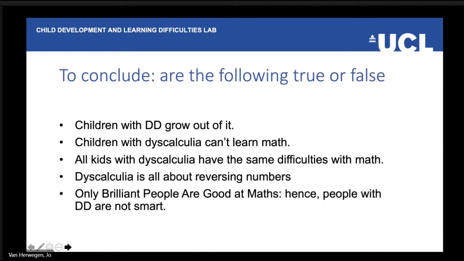Children with dyscalculia can learn mathematical facts, but the difficulty is committing it to their long-term memory and being able to retrieve facts directly. We've talked about how different children with dyscalculia actually have different difficulties, and there might be different subtypes or different groups. So it's not just about reversing numbers, although some children do show issues with reversing numbers. And, you know, most people with developmental dyscalculia have average to above average IQ scores. It's just the fact that they have problems with mathematical abilities.